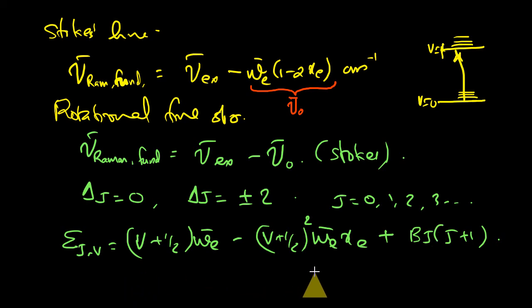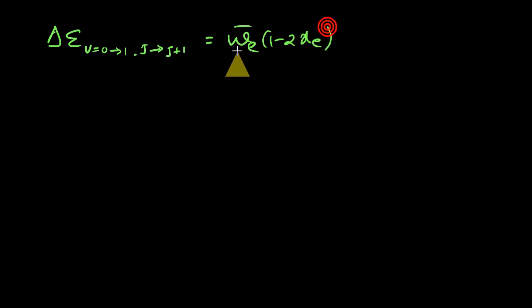When this vibrational rotational transition is happening from V equal to 0 to V equal to 1 level, this is a fundamental transition that we are already considering. When a fundamental vibrational and a rotational transition take place, then delta E, V is equal to 0 to 1, is a fundamental transition, and then there is a transition from J to J plus 1. You already know the vibrational energy change for the fundamental transition: ω̄e into (1 minus 2xe).